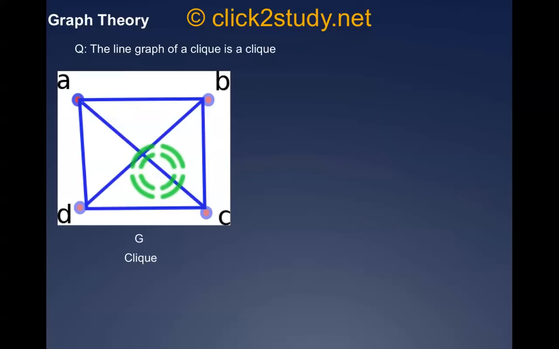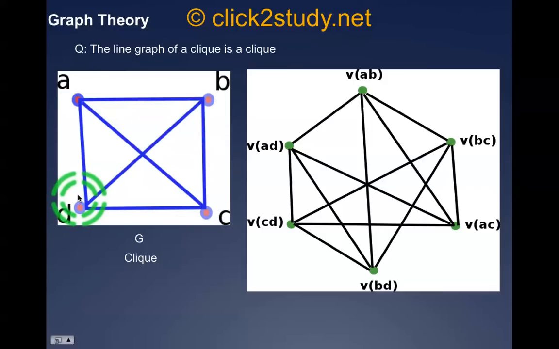How many vertices will there be in the line graph? The number of vertices in the line graph will be equal to the number of edges in this graph. This graph has 6 edges. You can see that easily: 4 are these and 2 are these. So there will be 6 vertices corresponding to these 6 edges, like VAB corresponds to this edge, VBC corresponds to this edge, and so on. VAC, VBD, VCD, VAD.